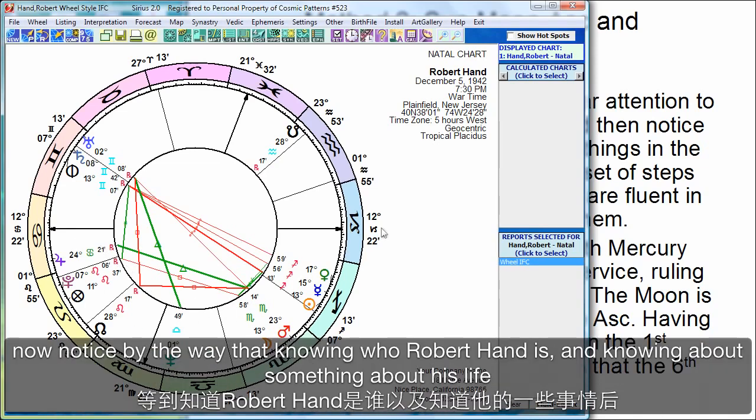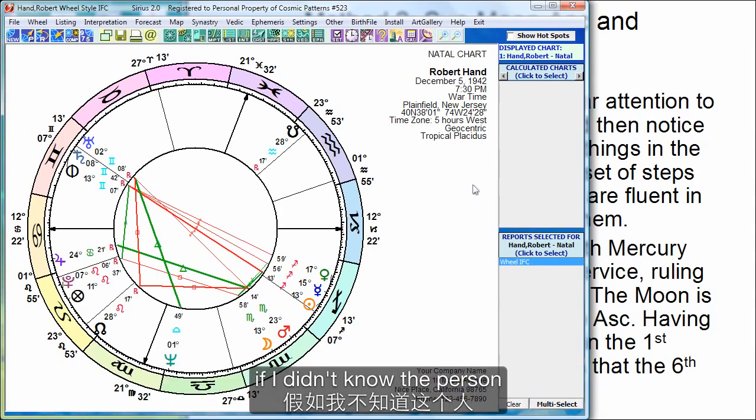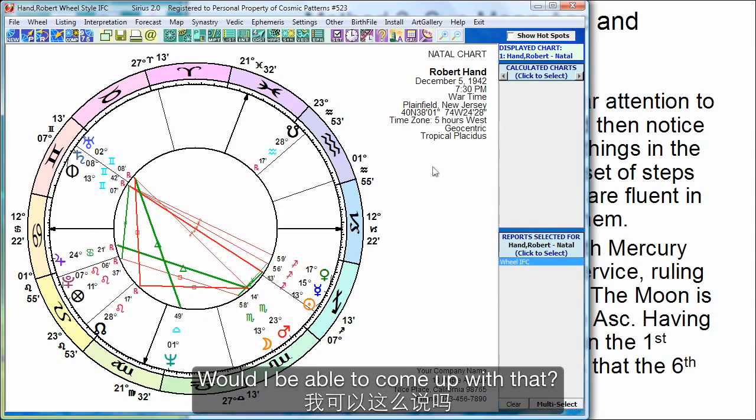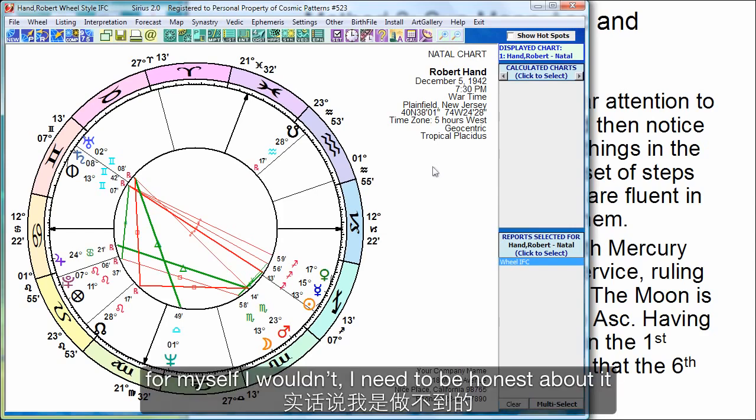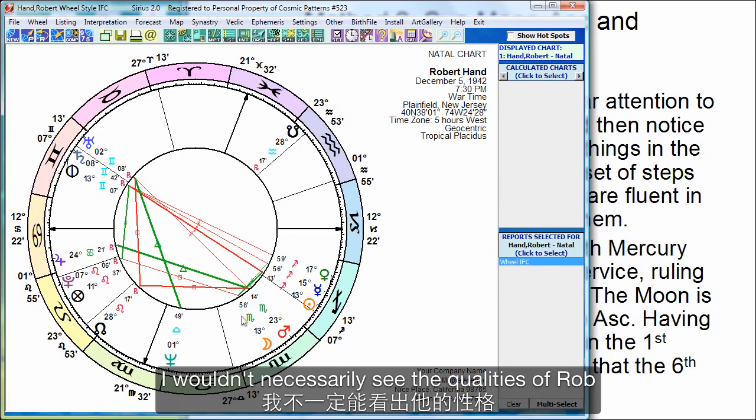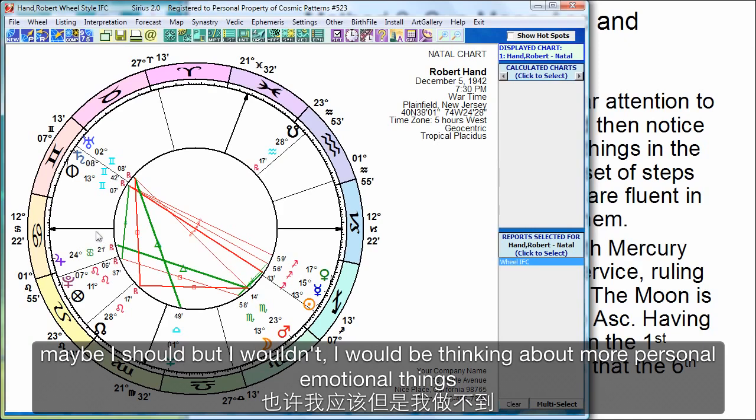Now notice, by the way, that knowing who Rob Hand is and knowing something about his life, I can make sense of it. I'm putting emphasis on the Scorpio. If I didn't know the person, would I be able to come up with that? That, I don't know. For myself, I wouldn't. To be honest about it, I wouldn't necessarily see the qualities of Rob in terms of depth psychology or insights into the ancient from the moon in Scorpio in the 5th, trine the ascendant. Maybe I should, but I wouldn't.